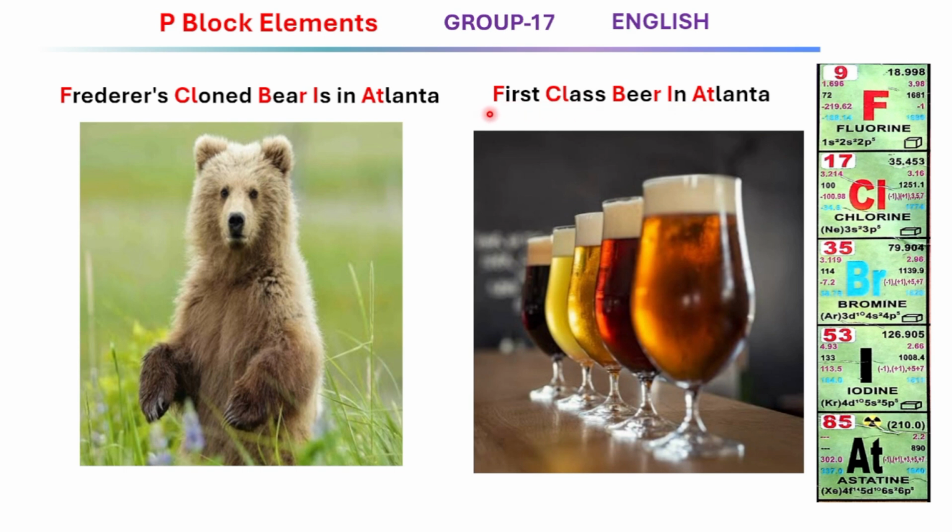So from first, you have to remember F stands for fluorine. Then in class, Cl stands for chlorine. Br, B and R, stands for bromine. In, I stands for iodine. Atlanta, At stands for astatine. The first class beer in Atlanta.